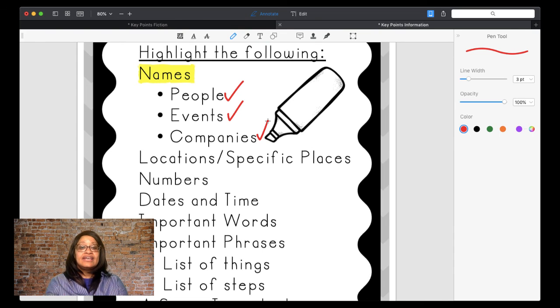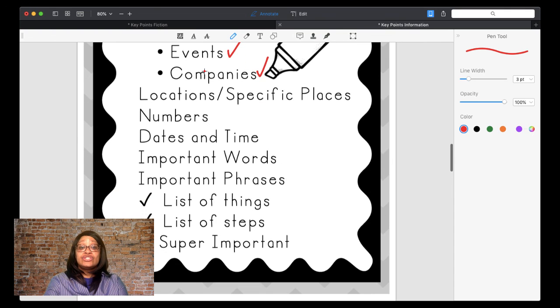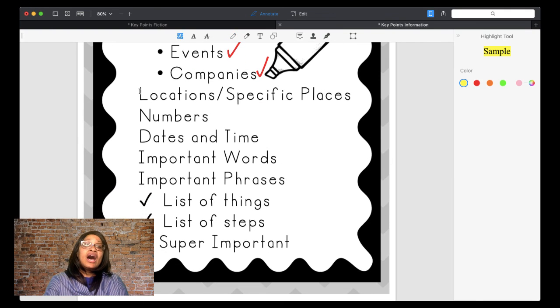Let's highlight that. We also look for locations, just like we look for in fiction. Information also has location. It may tell you that this is taking place in Iceland, or it may tell you that this is taking place in Shakespeare's theater. So locations are important. It may even give you a specific place. So it might tell you the Native Americans lived in this part of the plains. So we have plains as a general location, but a specific place in the plains would be important for us.